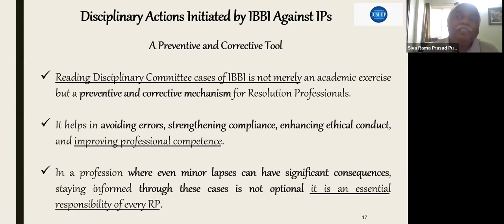Finally, it is a preventive and a corrective tool. Reading disciplinary cases of IBBI is not merely an academic exercise. It is not academic, but a preventive and corrective mechanism for the resolution. Whenever I am doing that activity, immediately my mind is thinking about the disciplinary committee judgment, then I will be in a cautious manner and I will be attentive. Then quality and precision will increase. It helps avoid errors, strengthen compliance, enhance ethical conduct, and improve professional competency. That is the ultimate goal, professional competency. Once we are identified as a professional, the competency level should increase. In a profession where even minor lapses can have significant consequences.